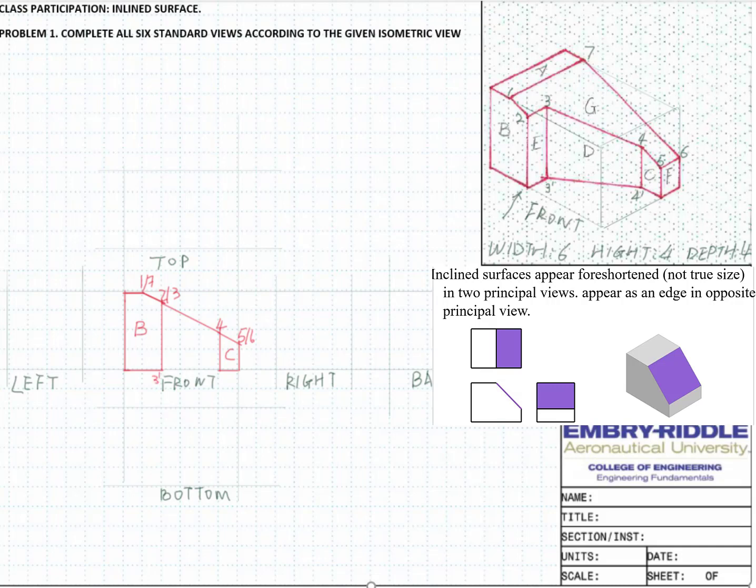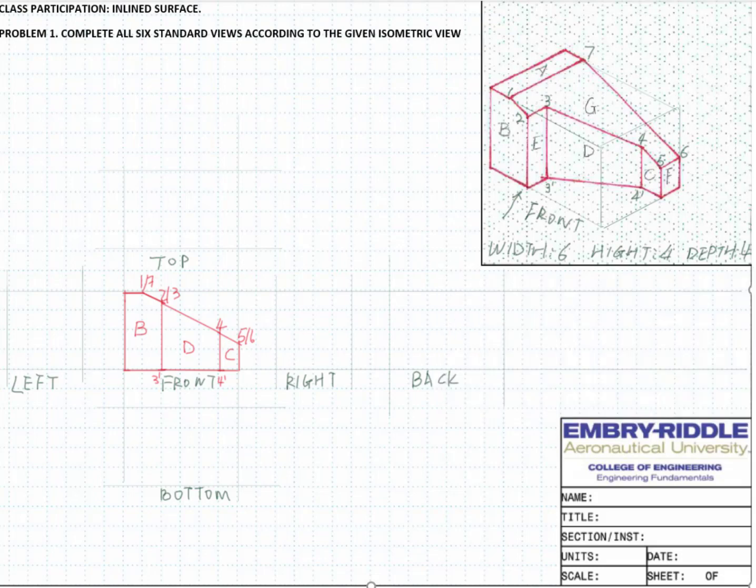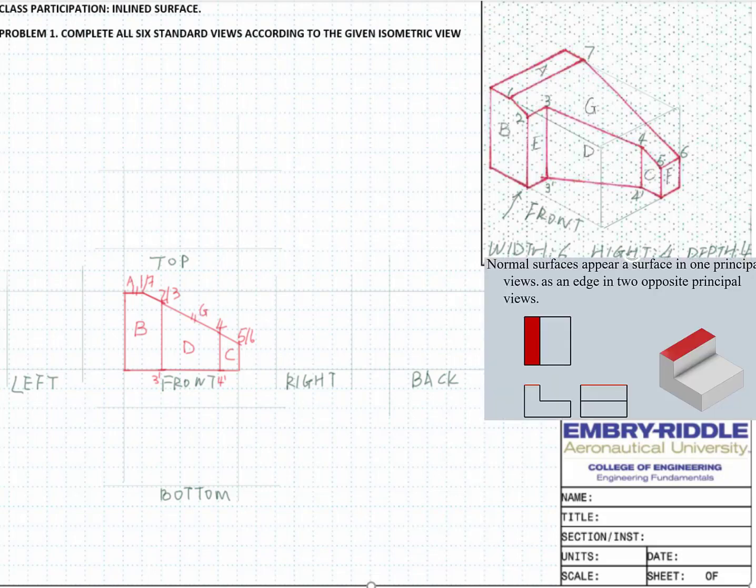1, 2, 3, 4, 5, 6, 7 should be connected in sequence order, which shows an inclined surface edge of a surface G. Surface G is an inclined surface. 3' and 4' are underneath number 3 and number 4. Surface D is foreshortened in the front view.